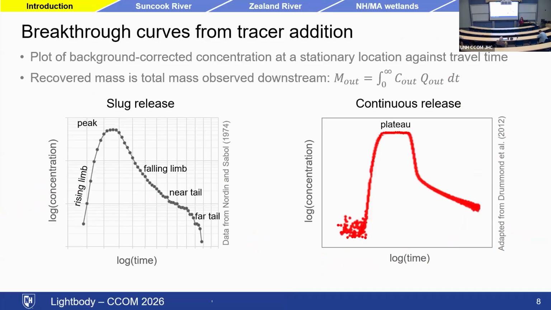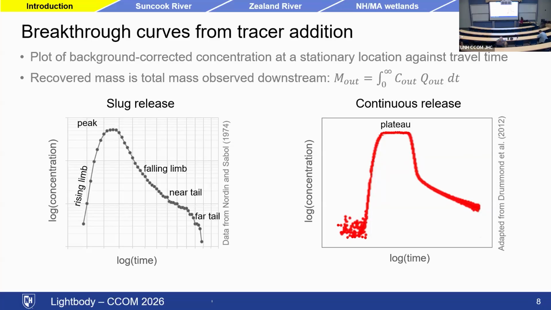We analyze these studies usually using a breakthrough curve. So this is a plot of the background corrected concentration, the excess concentration, at a stationary location downstream. And one of the things that we can get out of this is the recovered mass. We can see how much of that released tracer we observe. We can do that by integrating the breakthrough curve and multiplying by the discharge that is measured at the downstream end. Both of these may be time varying, although it's easier if the discharge is steady.